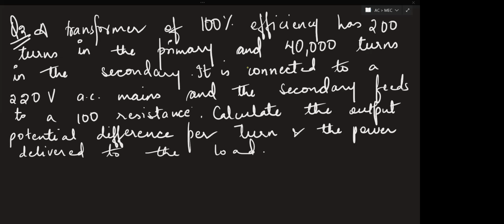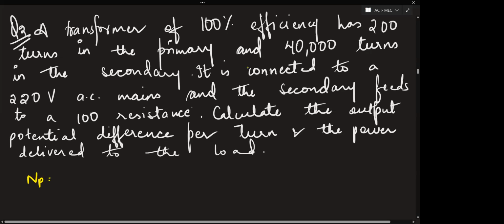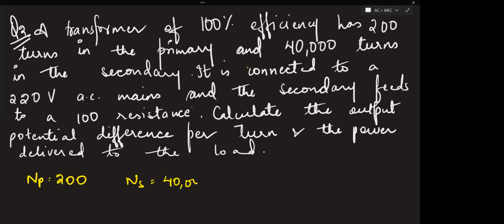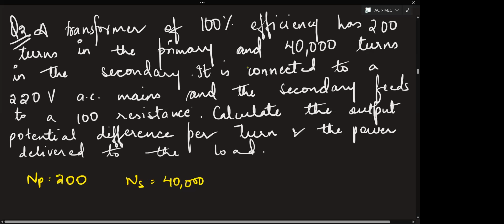See, class, the question that is given is a transformer of 100% efficiency has 200 turns in the primary. So number of turns in the primary coil is 200, efficiency is given as 100%. Number of turns in the secondary is given as 40,000. It is connected to a 220 volt AC mains and the secondary feeds to a resistance, 100 resistance.